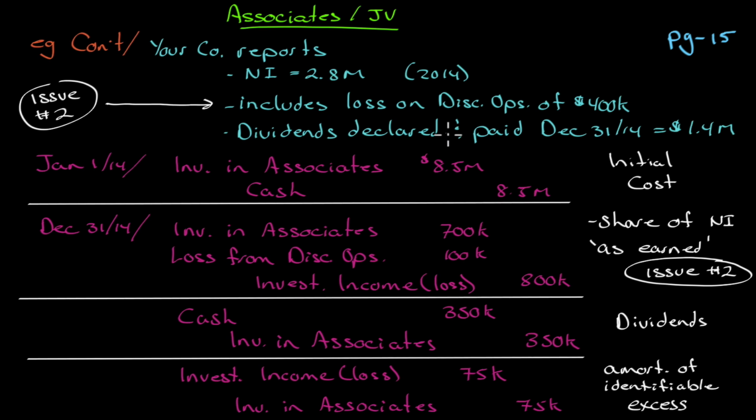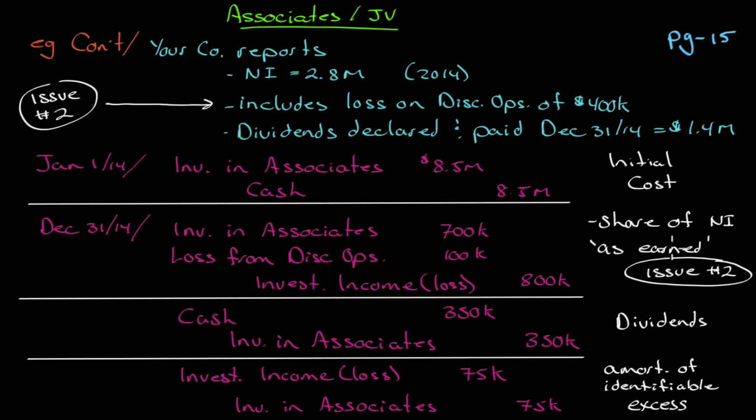Now, this looks daunting. It's like, how do we even approach this? Well, we just do it step by step. What's the first thing we did? We made an investment in associates. So let's just record that. Let's set up our asset account so that we can see what adjustments we make, right? Investments in associate $8.5 million, cash $8.5 million. We've recorded the initial cost. Beautiful. Great. December 31st, 2014, we're going to claim our percentage of your income, share of net income as earned.